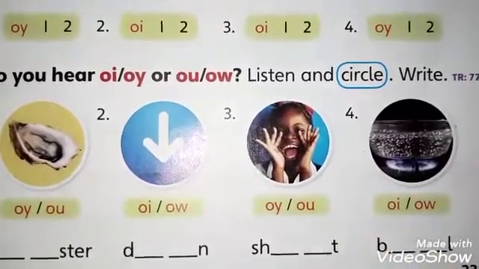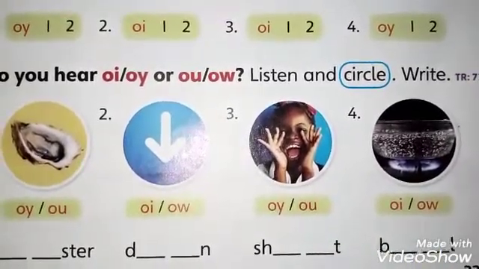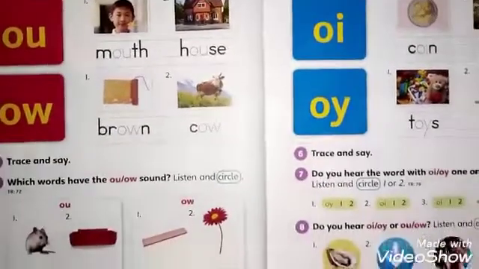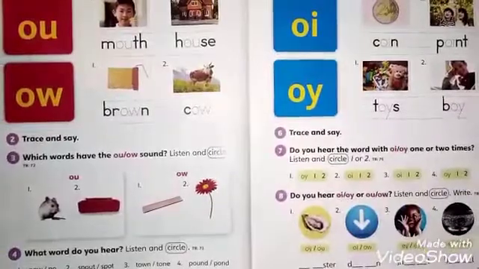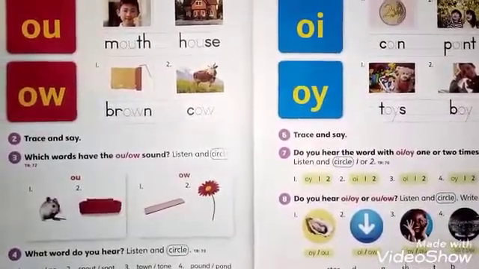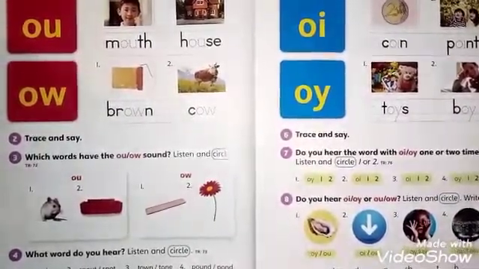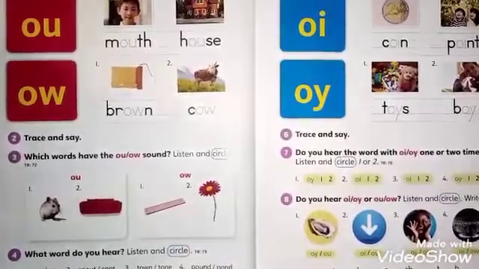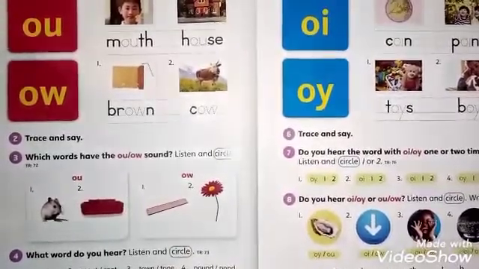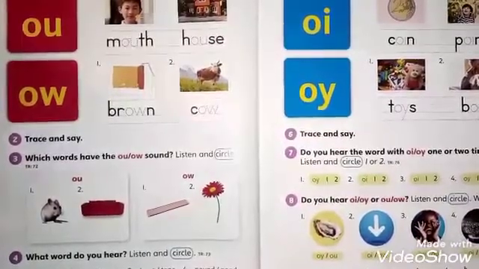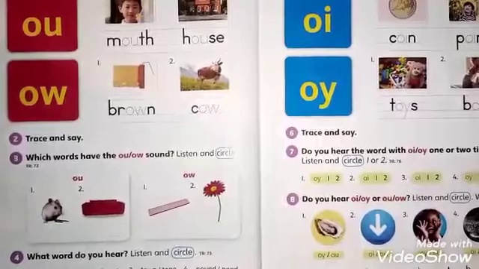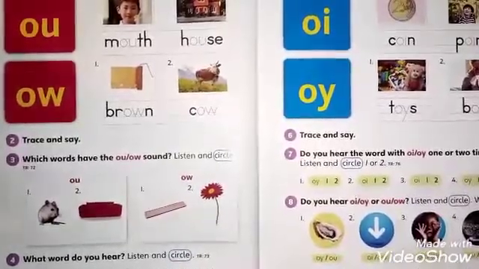Okay, now before we go today, we have a tongue twister. You are going to repeat after me. A couch and a flower for a mouse in my house. Oysters and toys for boys with coins. Again, repeat. A couch and a flower for a mouse in my house. Oysters and toys for boys with coins.